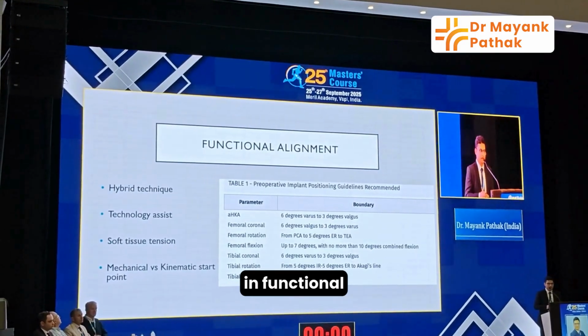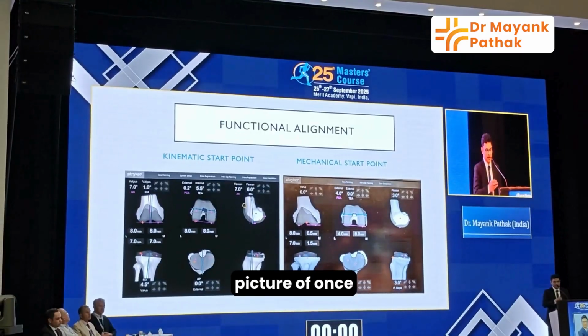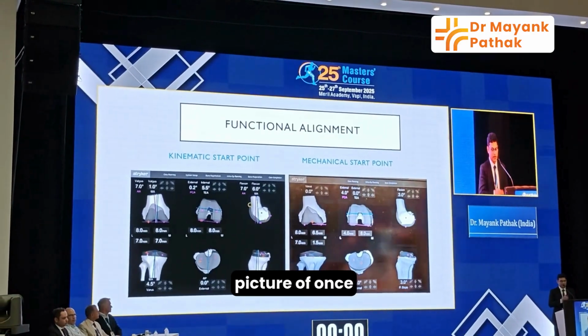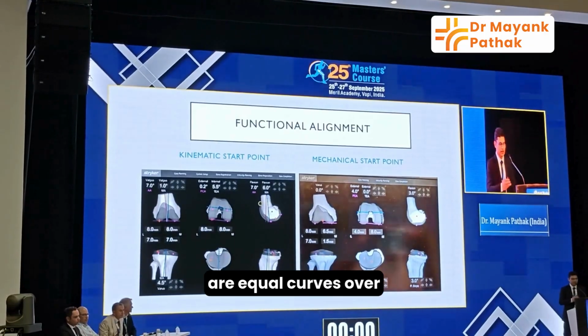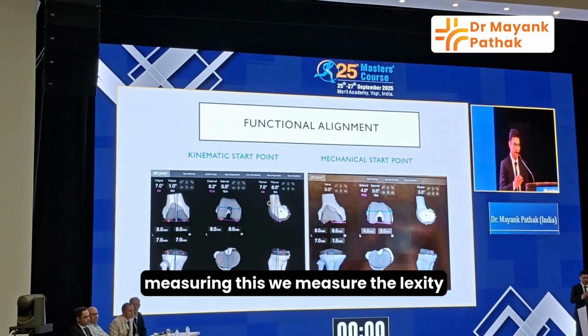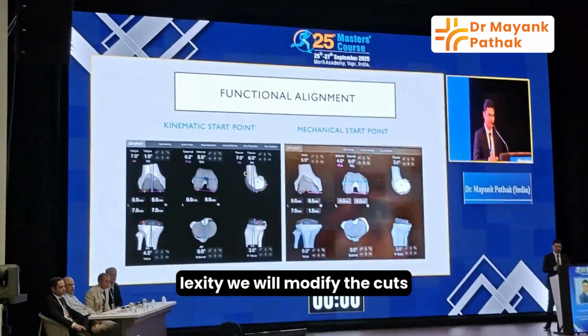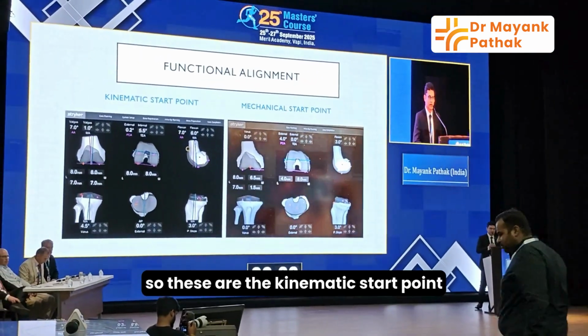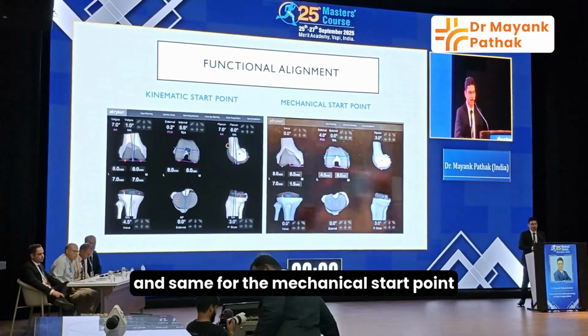So in functional alignment, this is a picture of it. Once we start with the kinematic start point, we can see there are equal cuts over every part, and then after measuring this, we measure the laxity, and as per the laxity we will modify the cuts. So these are for the kinematic start point, and the same for the mechanical start point.